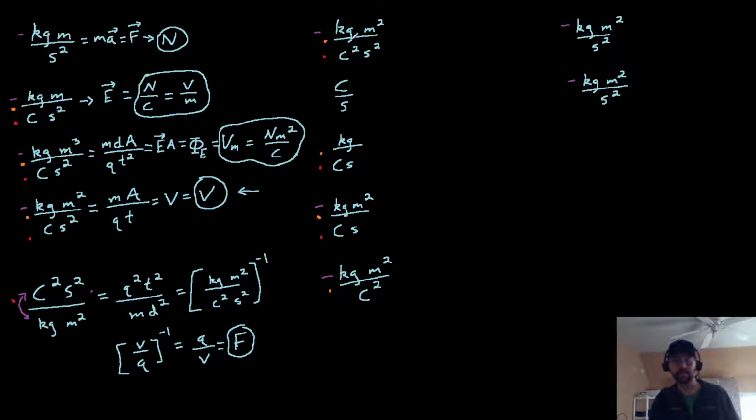Moving on to the next one. Kilograms times meters squared per coulomb squared times second squared. And you'll see that's what I had down here when I flipped this. So this is the inverse of what we just had. This is the inverse of the farad. Yes. So this will be volts per coulomb.